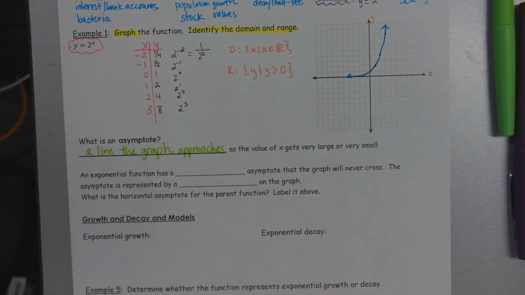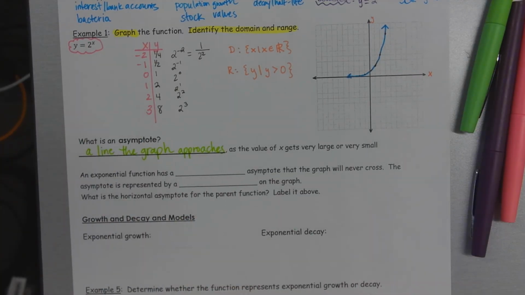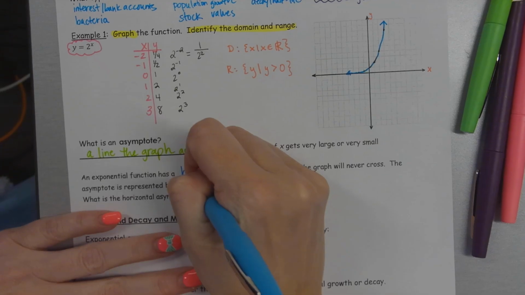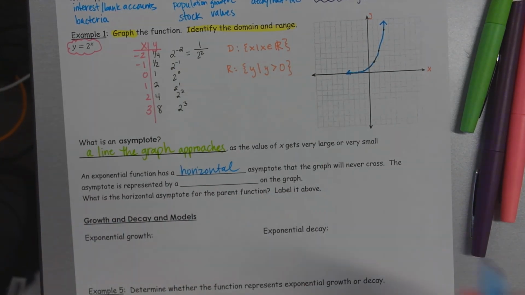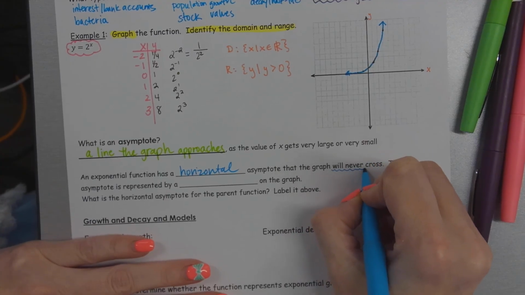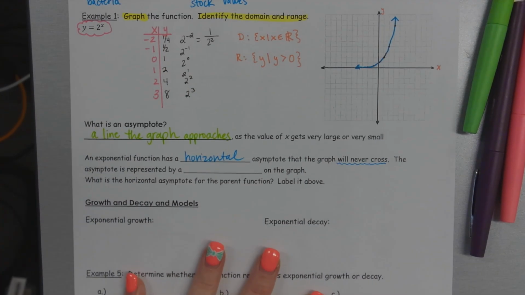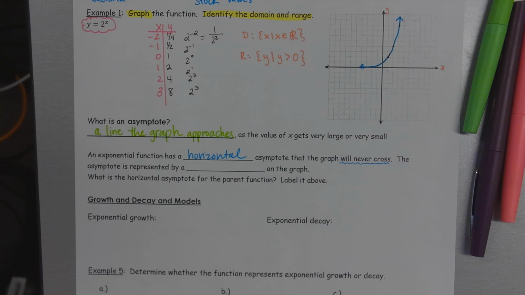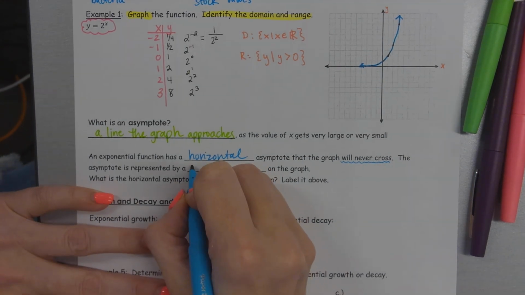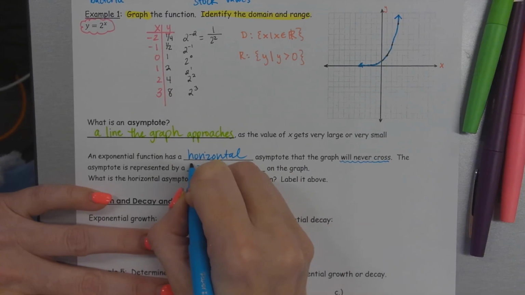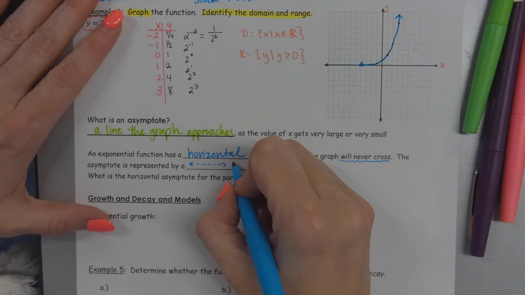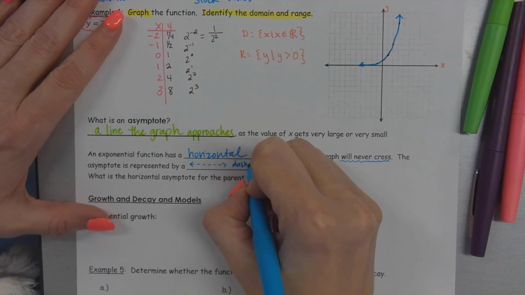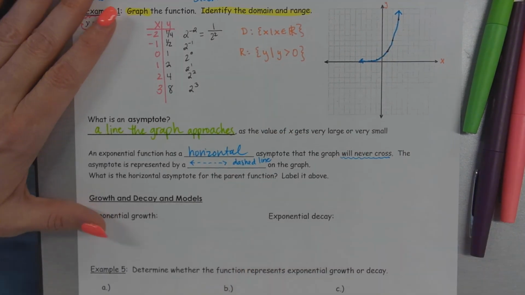So an exponential function has a horizontal asymptote that the graph will never cross. This is only true for exponential functions where it will never cross it. And the asymptote is represented by a dashed line. So you don't make it solid because it's not part of the graph, it's in addition to that. Okay, so it's a dashed line that you're going to put on your graph.